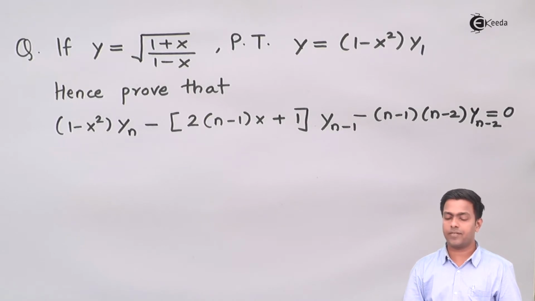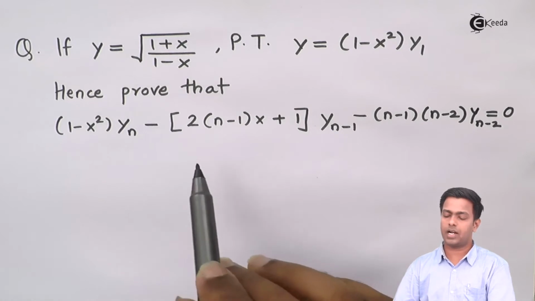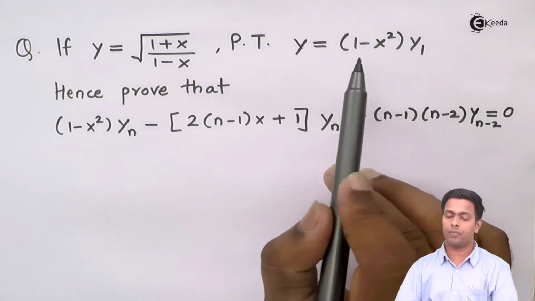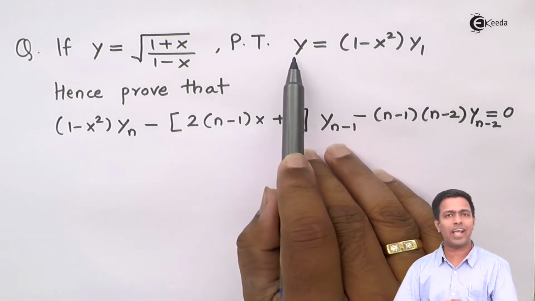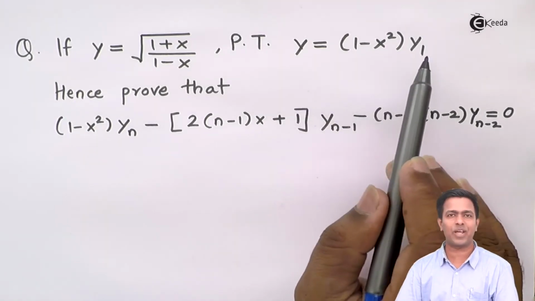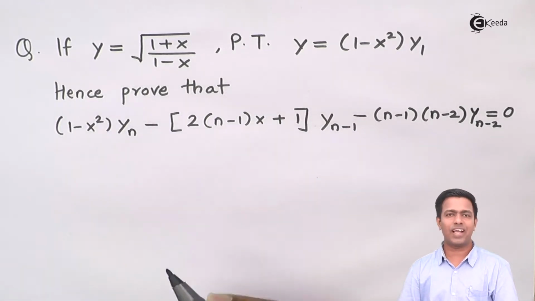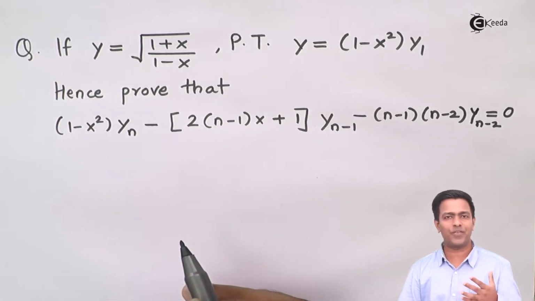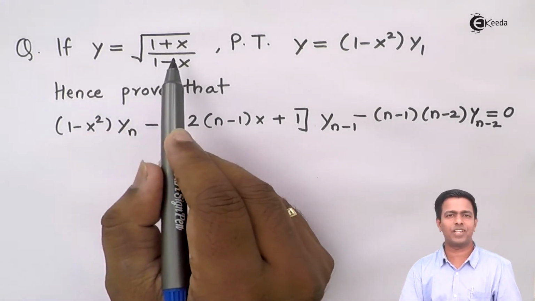So guys, let's start with the solution. Since we have two proofs, I'll start with the first one. So we'll try to prove the first result. Now in the first result, you can see that we have to prove that y is 1 minus x square into y1. It means we have to find out the first derivative of this y. Now guys, if I want to find out the first derivative, there are many ways. One way is I can directly get the first derivative of this function.